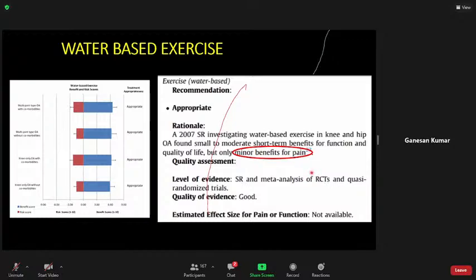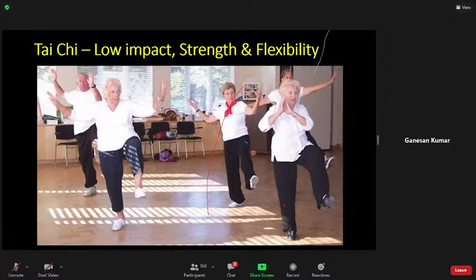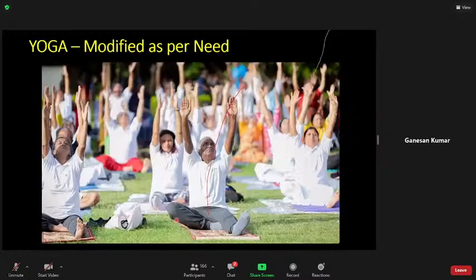So this is Tai Chi, where people stand in a particular pose, and this is more of a low impact strength and flexibility exercise. You can also correlate this with yoga, where we can do a yoga based on low impact and flexibility. And when you do the required asanas, then you can improve strength and stability. So again, this is yoga as per modified. So you need to modify them based on the osteoarthritis.